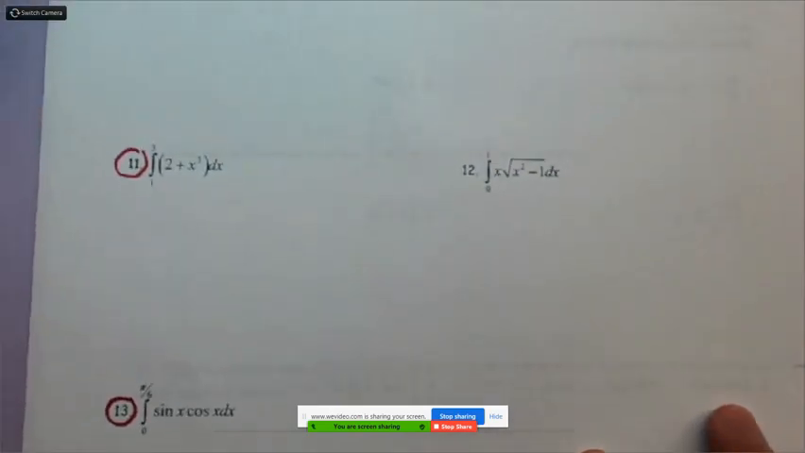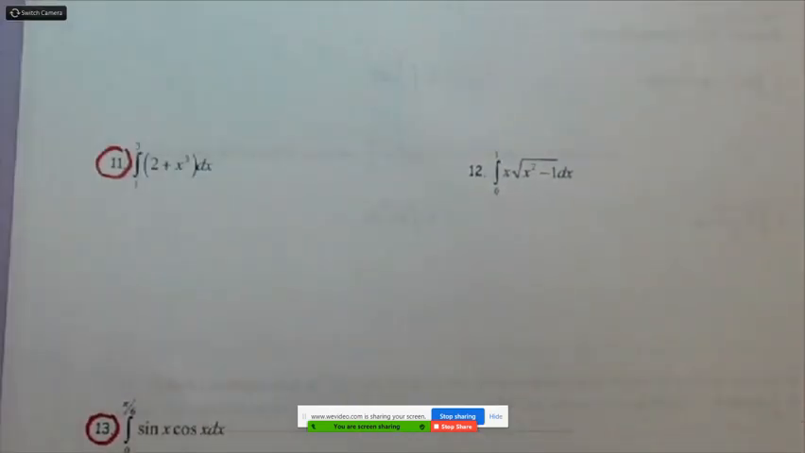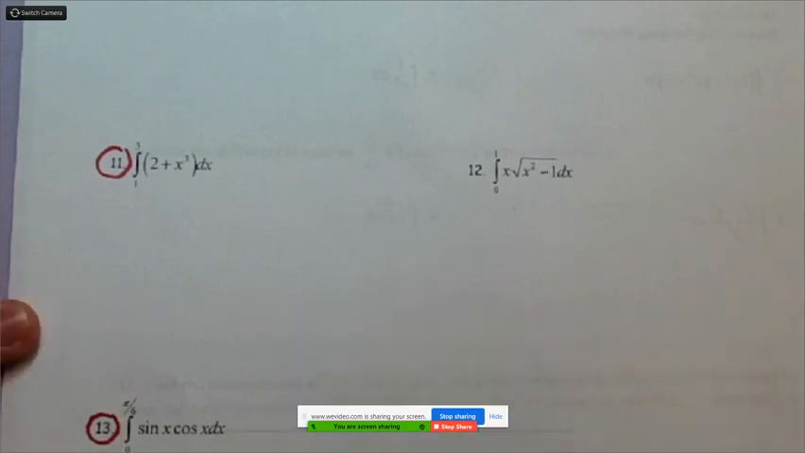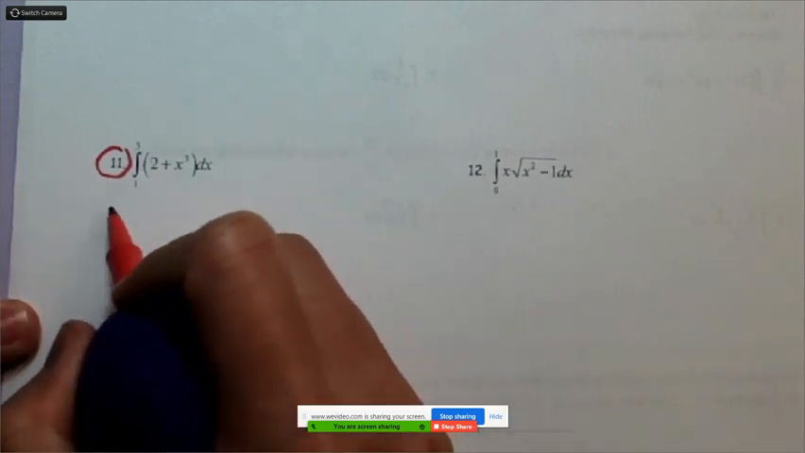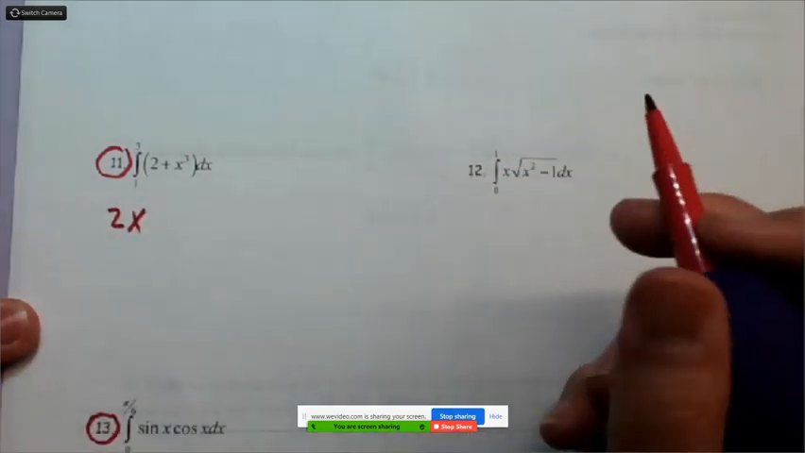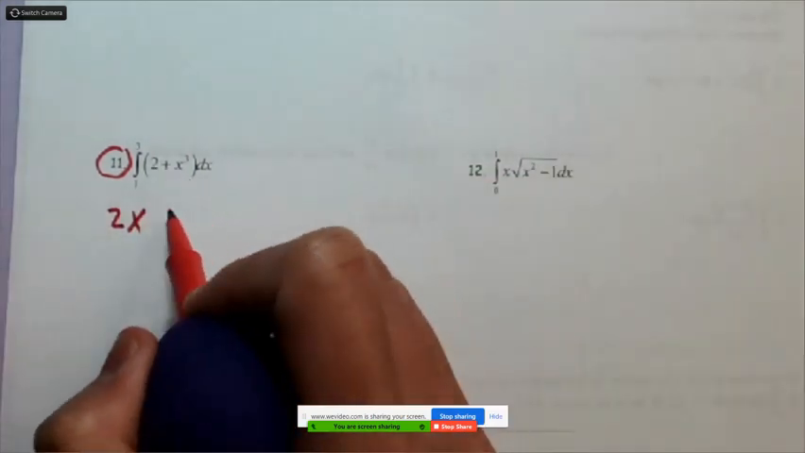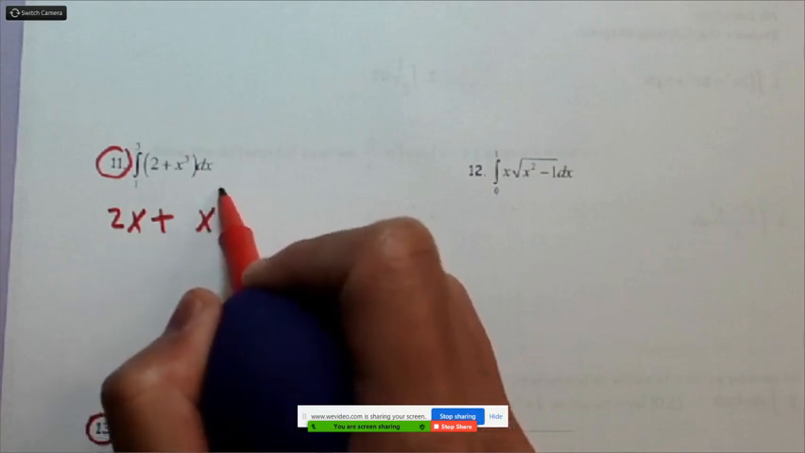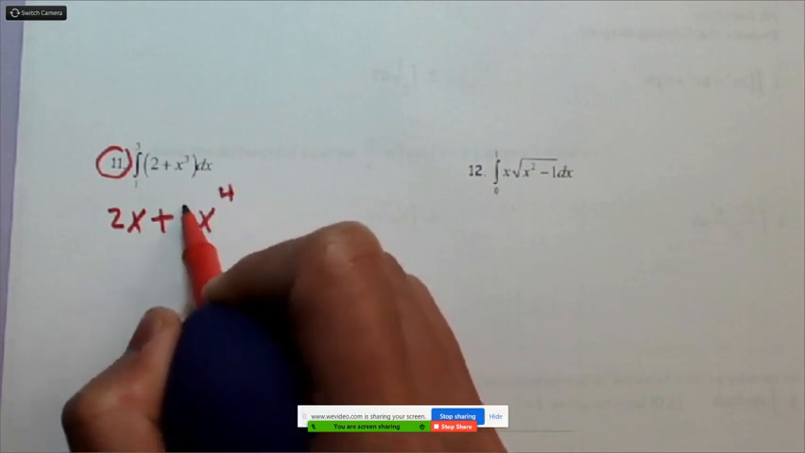Okay, let's go over number 11 first. On my 11, let's first go ahead and anti-derive. What is the antiderivative of any constant? So, just that x, right? And then the antiderivative of our next one is going to give us x to the power of 4, and that's going to be 1 over 4.